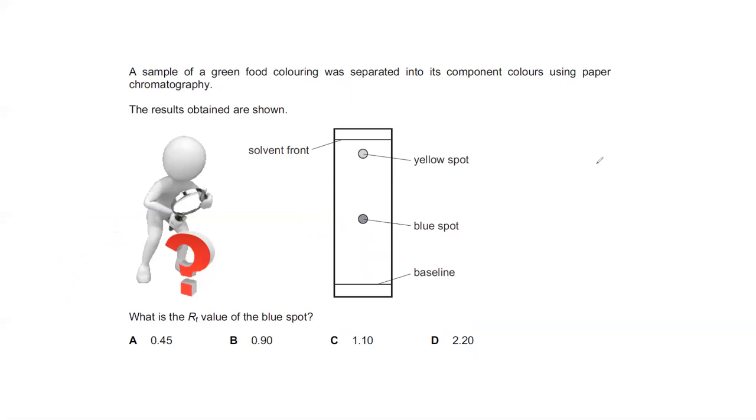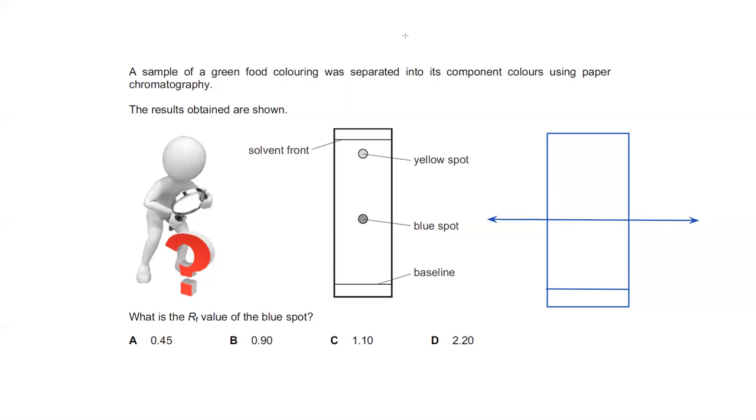And there is also another simple technique which you can use. Look, if the spot is below the halfway, like less than the halfway, the RF value will be less than 0.5. If the spot is above the halfway, the RF value will be more than 0.5. So when you check this halfway, the spot is approximately at the halfway. So it cannot be 0.9, it will be in the range of 0.5.